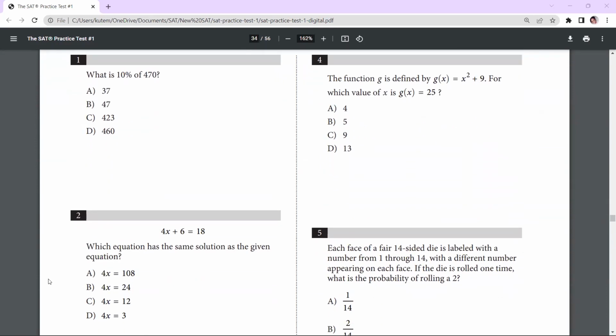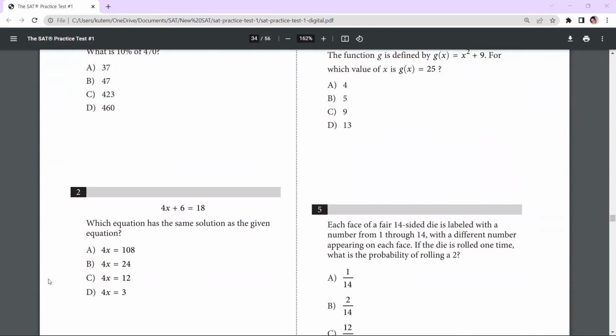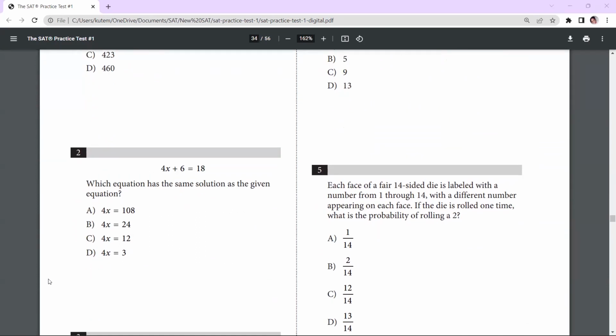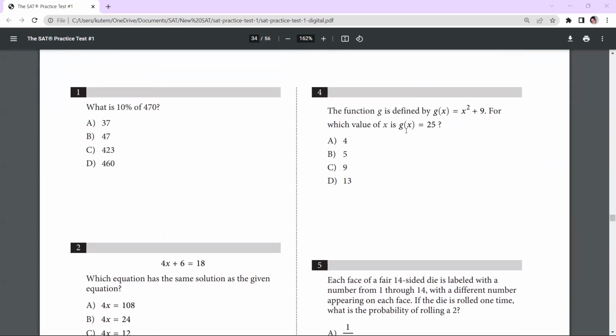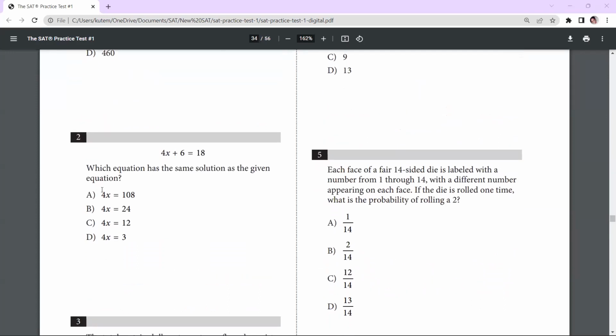All right. So there's one specific kind of equation I am looking for, but 2 looks interesting. So let's go through question 2. It says 4x plus 6 is equal to 18. Which equation has the same solution as the given equation? Is it 4x is equal to 108, 4x is equal to 24, 4x is equal to 12, or 4x is equal to 3?